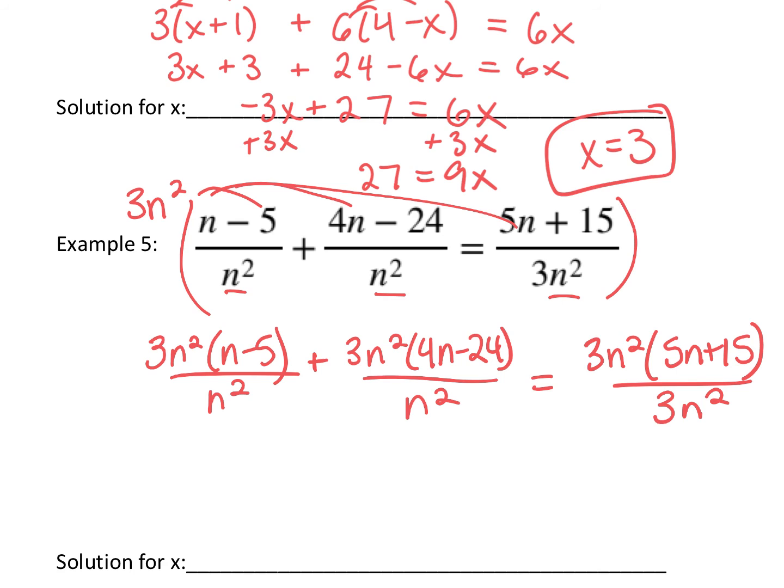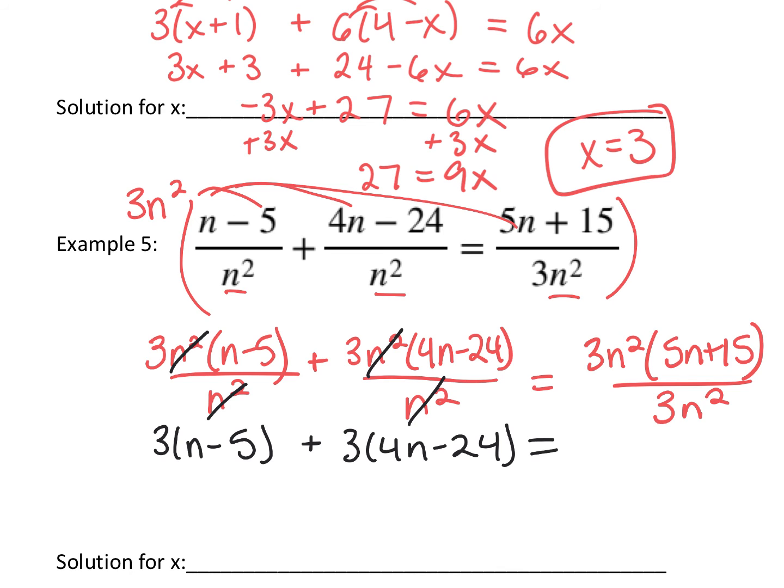Cool. All right. First fraction, first term here. What can we do to make this simpler? Cancel out the n squared. Yep. So we are left with 3 times n minus 5, plus, now the next one. 3 times 4n minus 24. Good. And then cancel out those n squared. What else will cancel though? The 3's cancel too. So this one's just going to be 5n plus 15. Good.